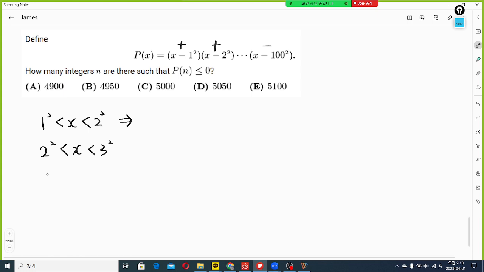And how about the next interval? If x is between this, now the three are positive and the 97 parentheses are negative, so the sign is positive or negative? Two positive and how many negative? 97 negatives, three positives, negative. So that's another interval we want. So we can say that the intervals are alternating. So we want to find the number of x values in alternating intervals.